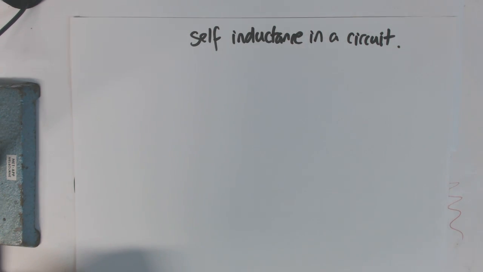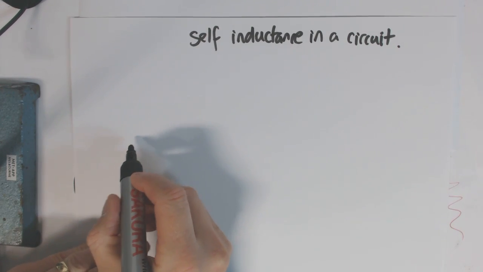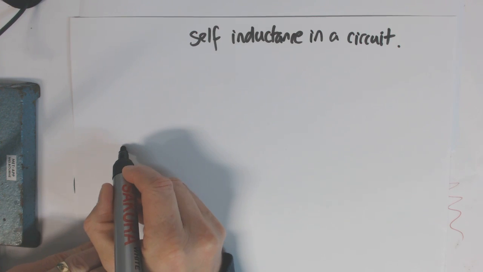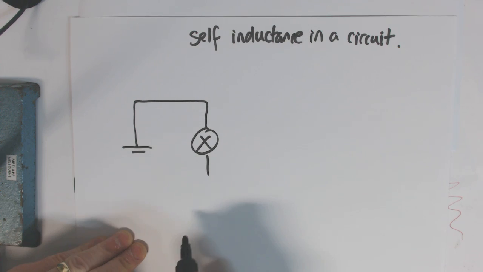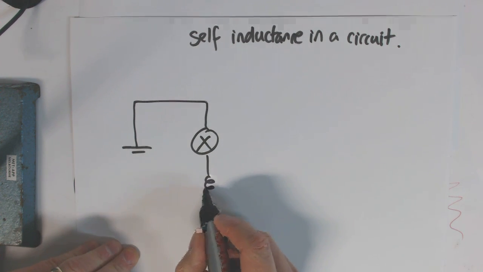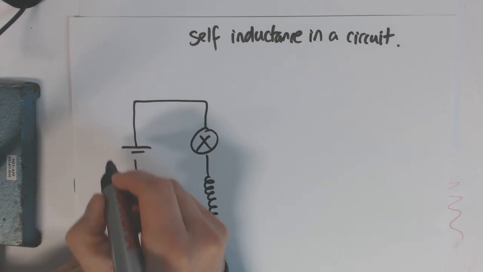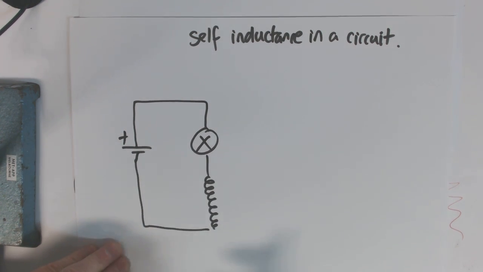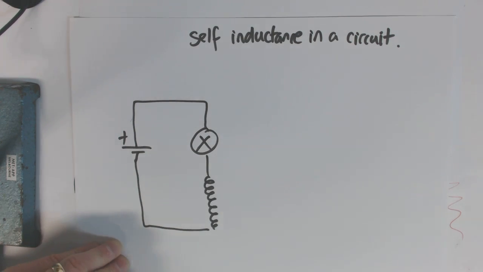Yeah, self-inductance in a circuit. Let's just have a quick look at this, just make sure you've got it sorted. This is a bit like the capacitor circuit where we have a resistor, we can make it a lamp, and we have a coil, and we put a DC voltage on it. What's going to happen is we're going to get a current flow, and the current's going to try and rise very rapidly.